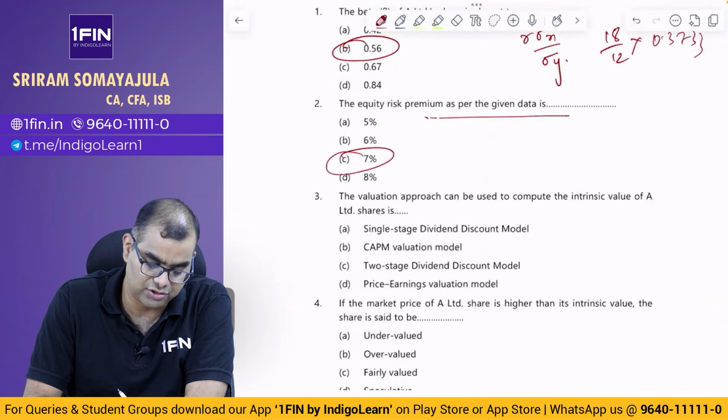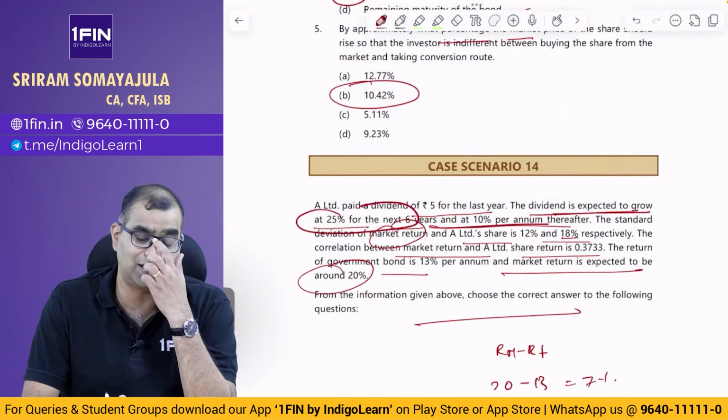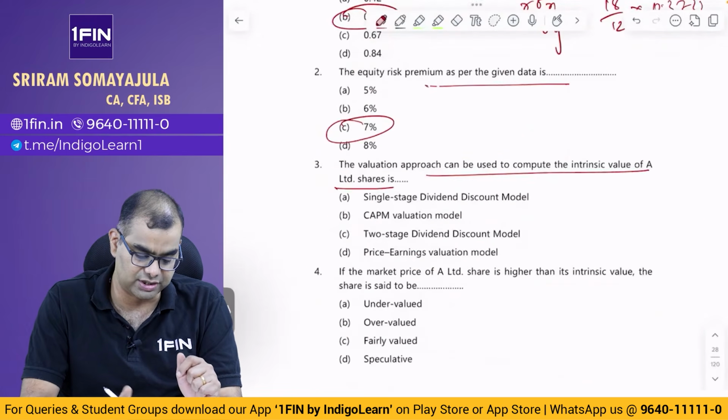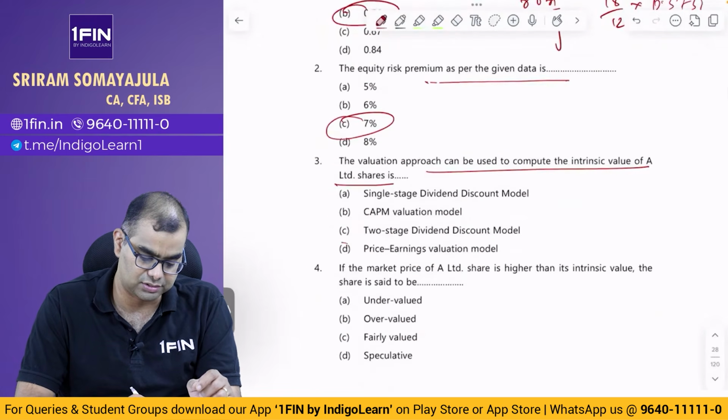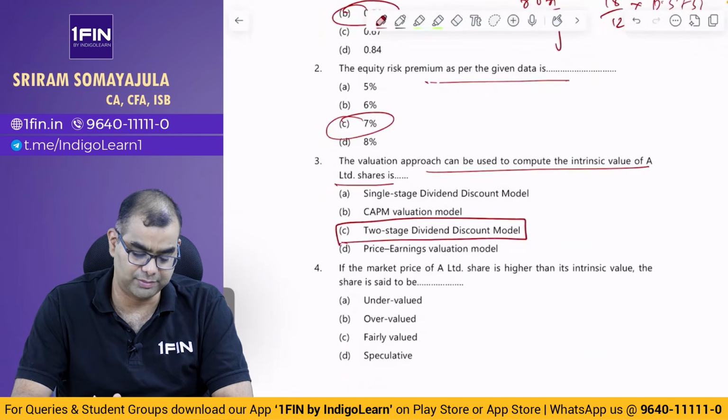See, 7%. Which valuation approach is used to compute the intrinsic value? So you have how many things? Dividend expected to grow at 25% for 6 years and 10% thereafter. So it's a single stage. No, is it dual stage or single stage? It is a two-stage model. There is no CAPM valuation model here. It's a two-stage model.